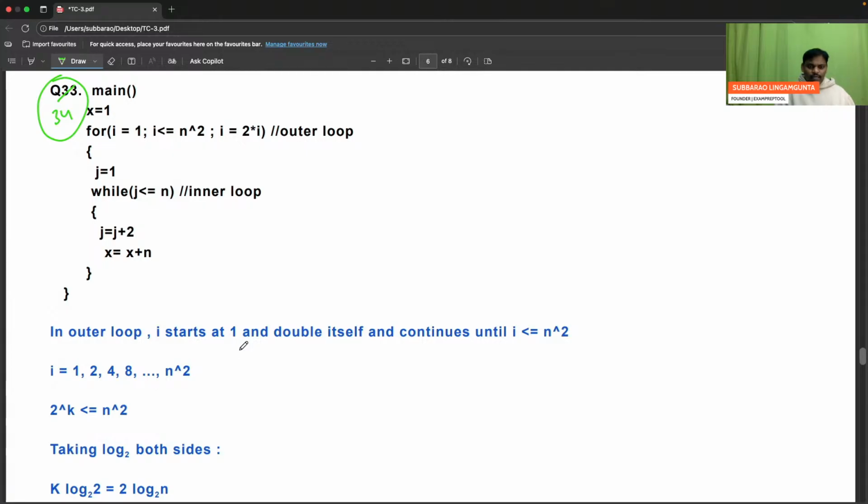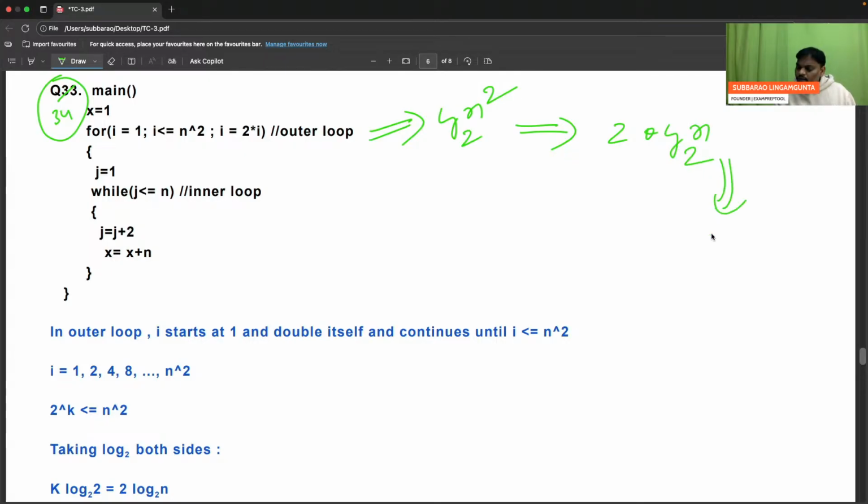Question number 34. Observe clearly. A small change may be there. See this: always into 2, log n base 2. If n is there, log n base 2; for n square, log n square base 2, which becomes 2 log n, which is 2 log n base 2. Asymptotically, by neglecting the constant, it is log n base 2. So the outer loop is log n base 2.